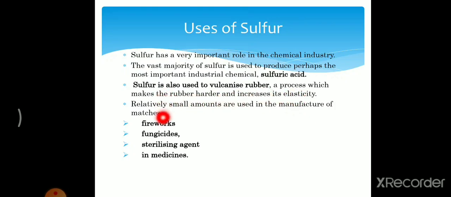Apart from that, sulfur can be used in fireworks, fungicides, as a sterilizing agent and in medicine. One question can be asked here: apart from making sulfuric acid, where else can sulfur be used? Any of these uses you can write. Sulfur can be used to make rubber hard (vulcanization of rubber), in fireworks, fungicides, as a sterilizing agent, or in medicine.